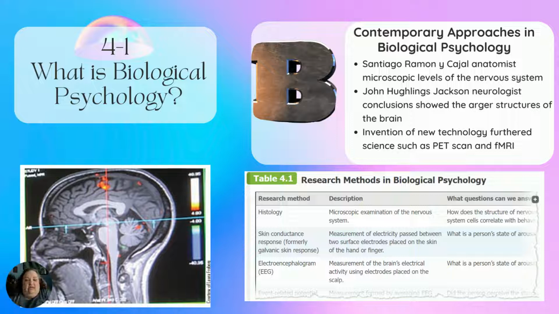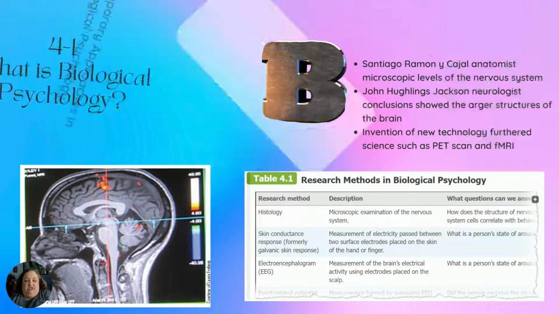You could probably look it up, but just so that you're aware, this picture over here on the left is of a functional MRI. Basically, they'll have you answering questions or looking at things while you're having your MRI, and they will see the parts of the brain that are activated while you do that. There were new inventions like the PET scan and the functional MRI. Those are all things that they use to get a deeper look into the brain and be able to see the structures and what's going on.